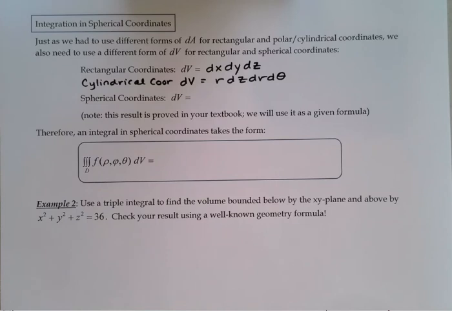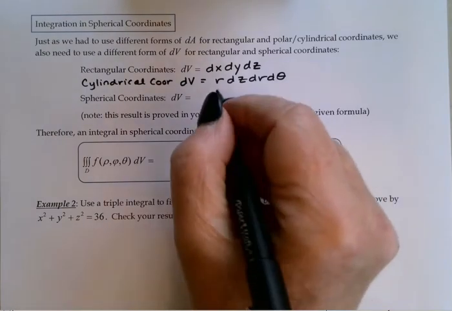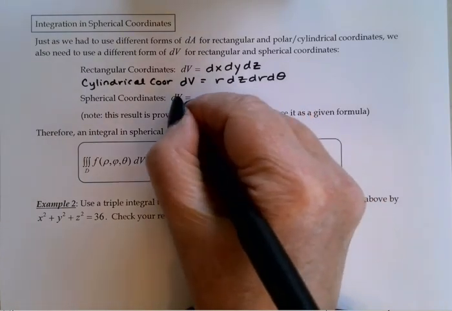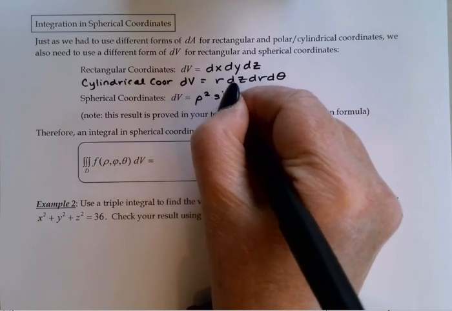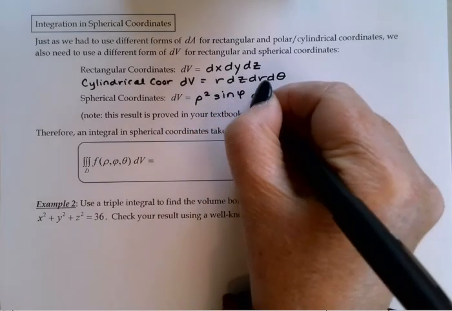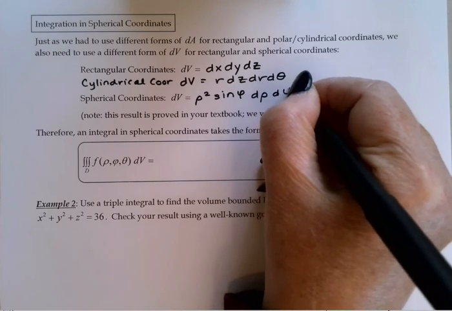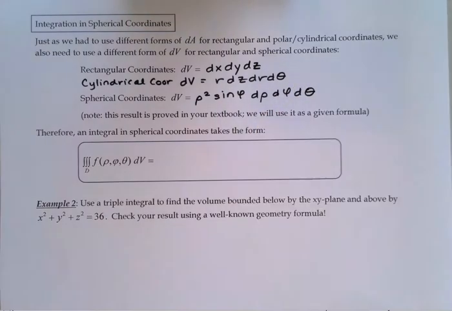Once again, at this point, I am going to say I'm going to give you this, and you can either accept it, or if you'd like, you can look in your book where they actually derive this, but I'm not going to take the time for us to do that right now. In spherical coordinates, dV is rho squared sine phi, d rho, d phi, d theta.